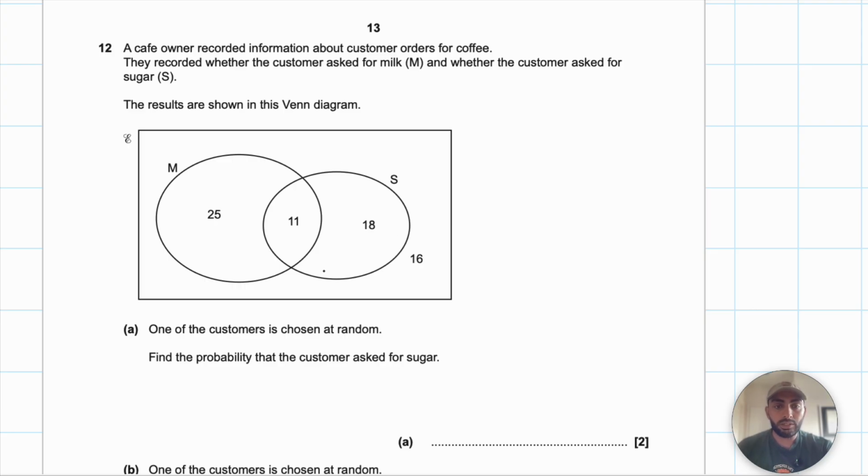All of this section is the people that asked for sugar. So there's 11 plus 18, which is 29, and all of the people altogether are 29 plus 25 plus 16. So that gives me 41. 41 plus 29, which would be 70. Final answer, 29 over 70.